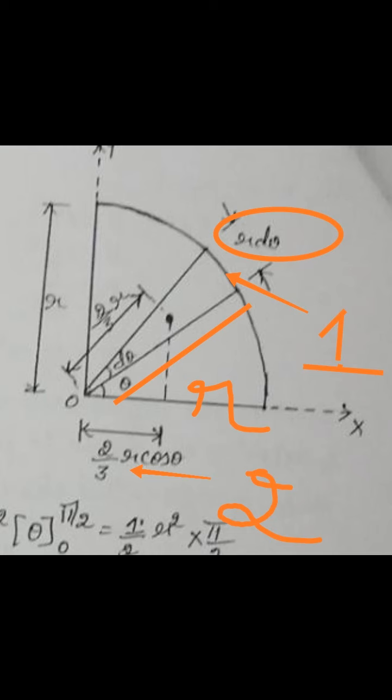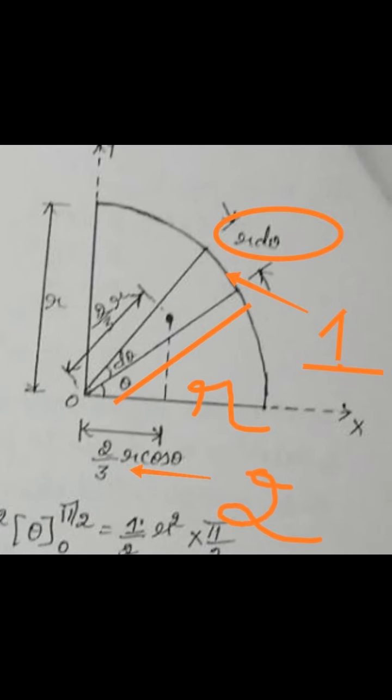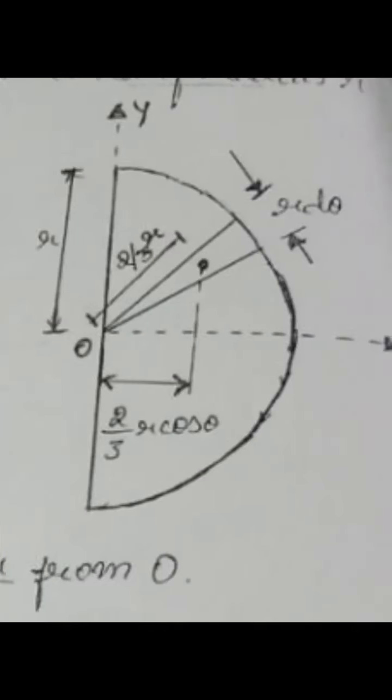What I have shown with the arrow mark is the two-third r cos theta. That is the x distance from the centroid to the origin O. So this is what you have to do first, initially. After drawing this, next you have to find the area of that strip. So take the area of the smaller strip.